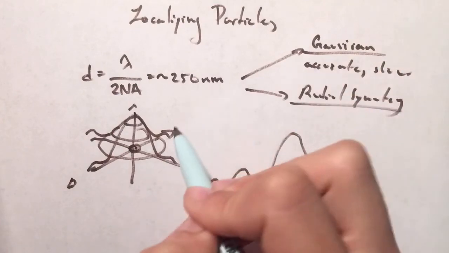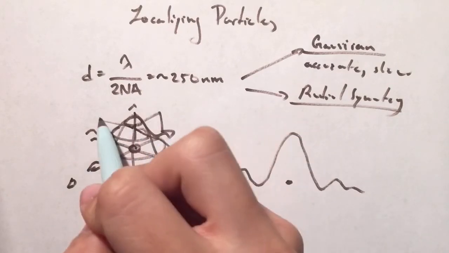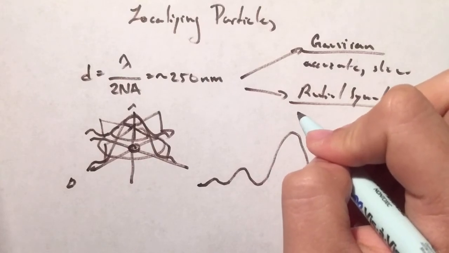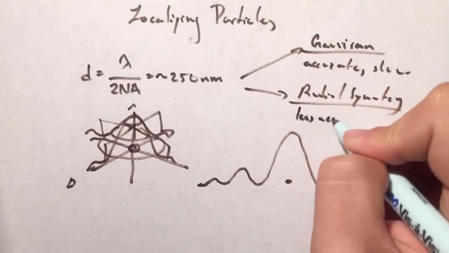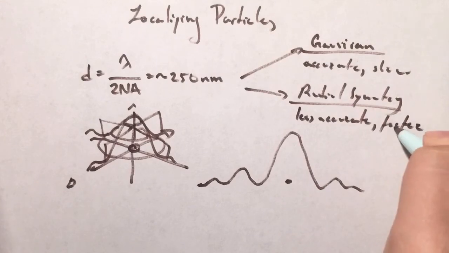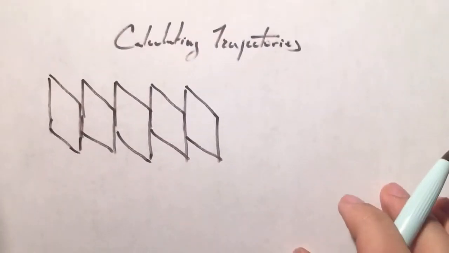We know that this 3D Gaussian is radially symmetric, no matter which direction we come at it from. This is slightly less accurate, but it is much faster. And so now we can actually localize the position of the particle. The last step is to calculate the trajectories.